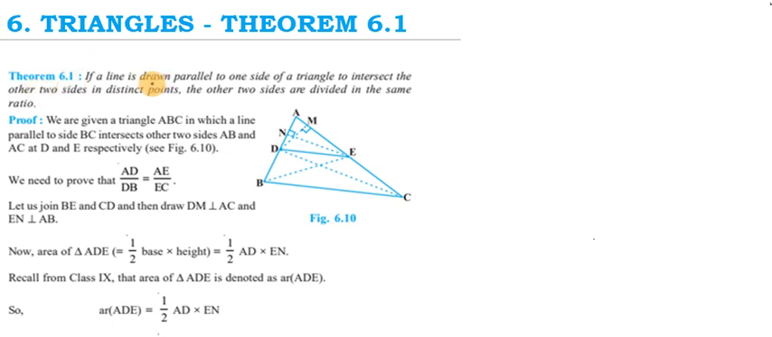The statement says that if a line is drawn parallel to one side of a triangle, so let's take this to be a triangle. If I draw a line parallel, what will happen? This line will intersect the other two sides of the triangle. If I take the triangle to be ABC, this line will intersect the other two sides, that is AB and AC, in distinct points. The distinct points are D and E.